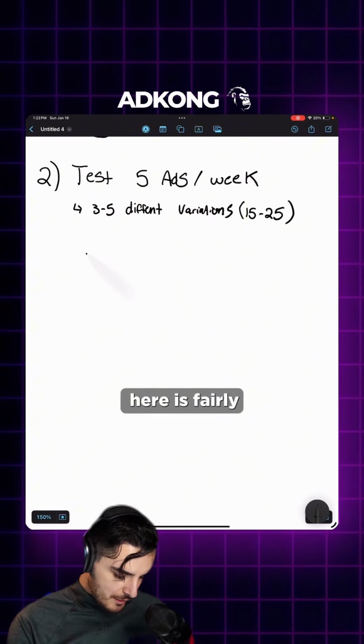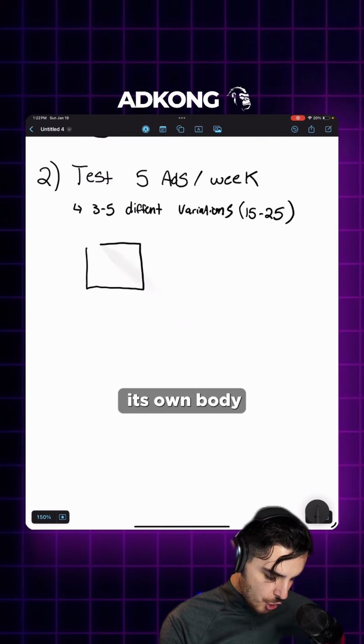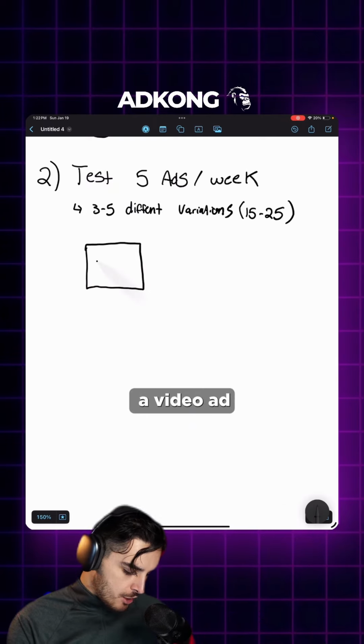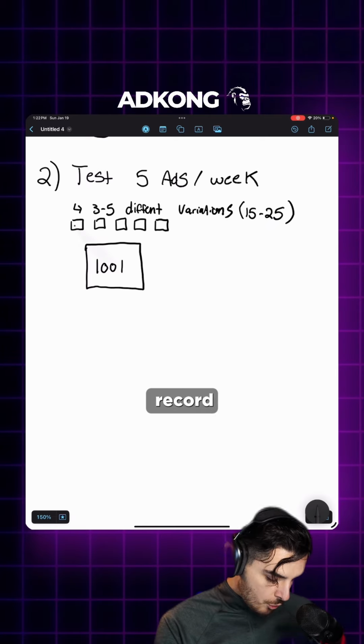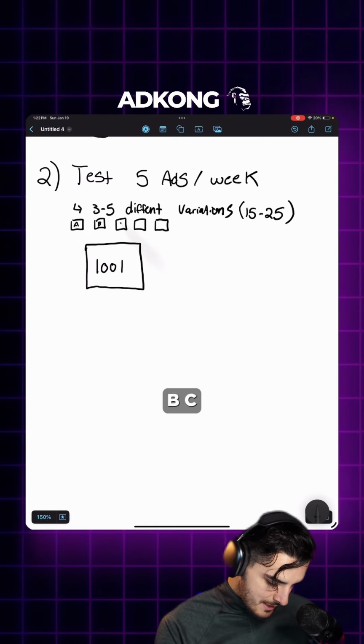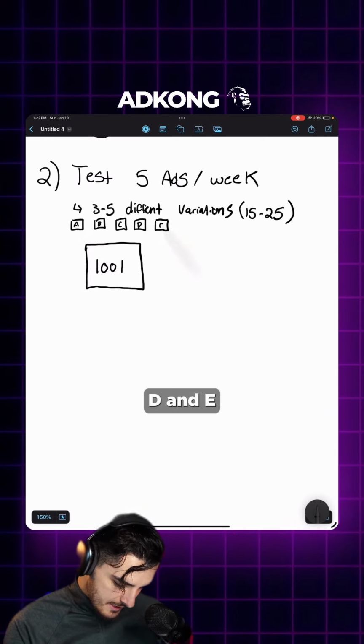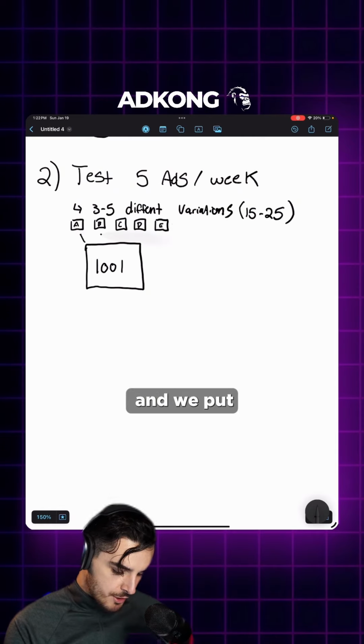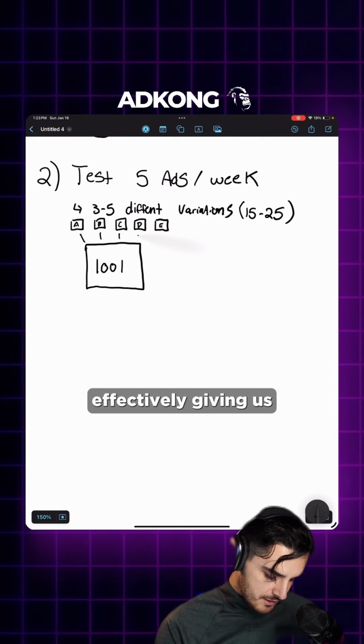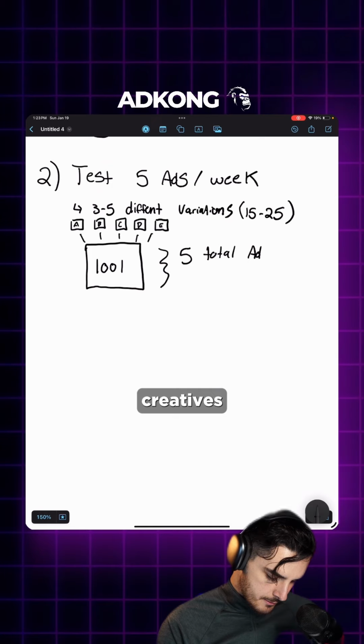And the concept here is fairly simple. Each ad is going to have its own body. So let's say this is running a video ad. We're going to call this 1001. And then we're going to specifically record different hooks like A, B, C, D, and E. And then we take each hook and we put it onto the body, effectively giving us 5 total ad creatives.